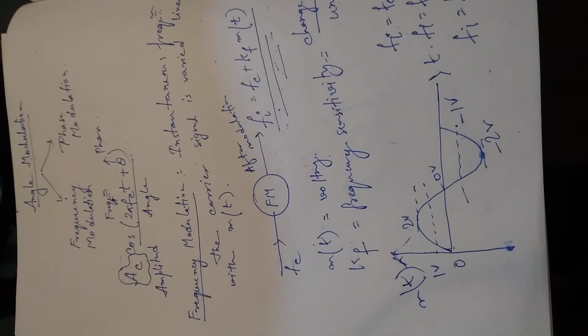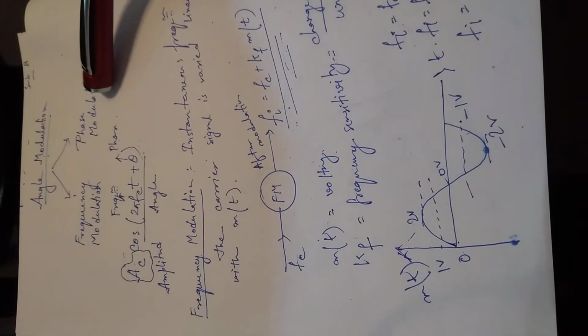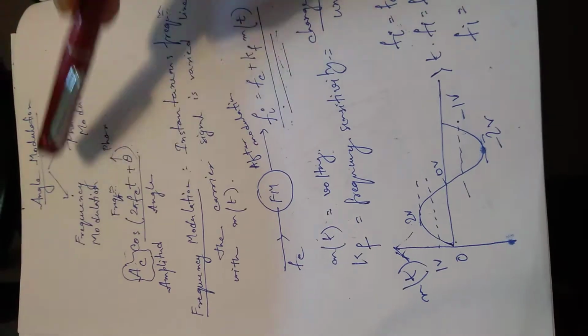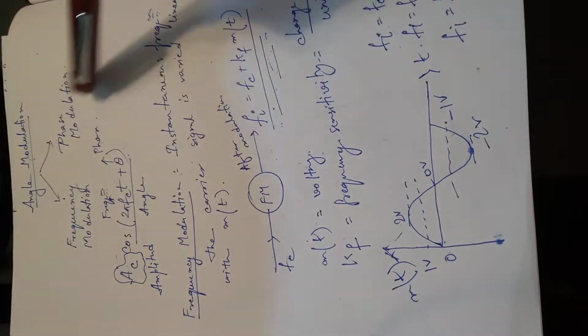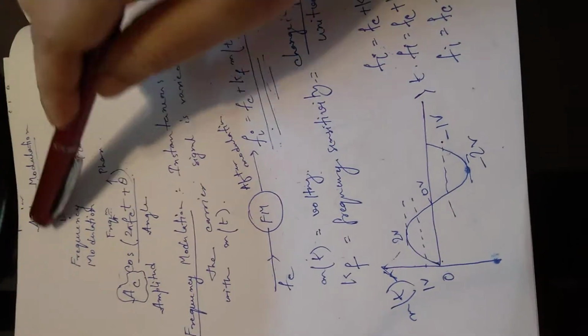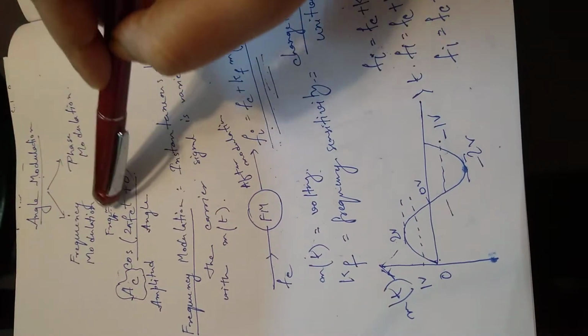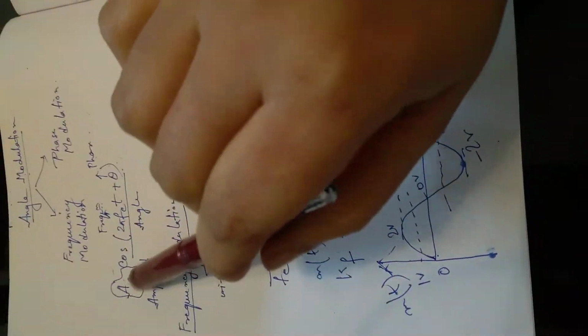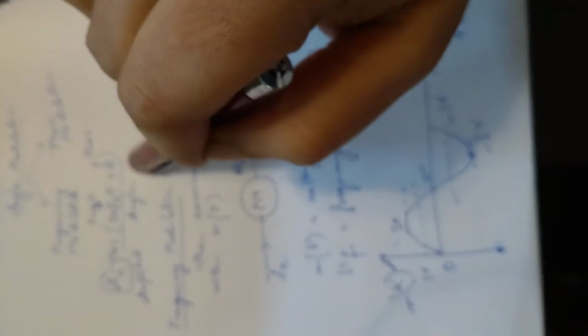Hello students, today's topic is angle modulation. You know the angle modulation is divided in two parts, that is frequency and phase modulation, because the angle of the signal consists of this frequency and phase. Here you can see this example of the equation I have given.